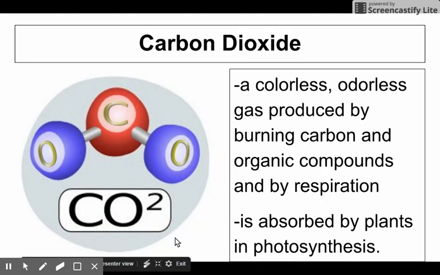Carbon dioxide is another one of the elements on the periodic table. It has some similarities with oxygen. They're both colorless and odorless, but they are produced and used differently by humans and plants.